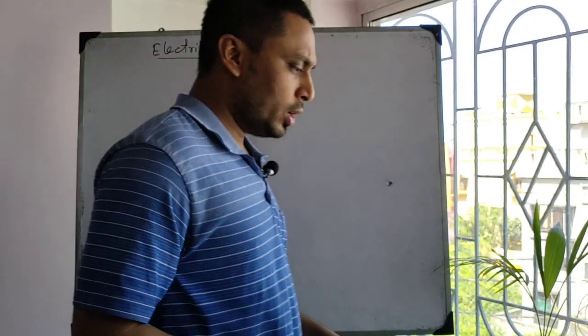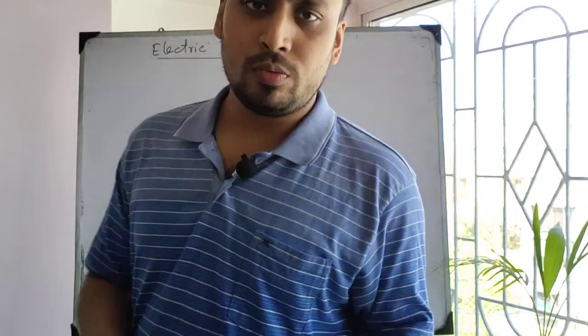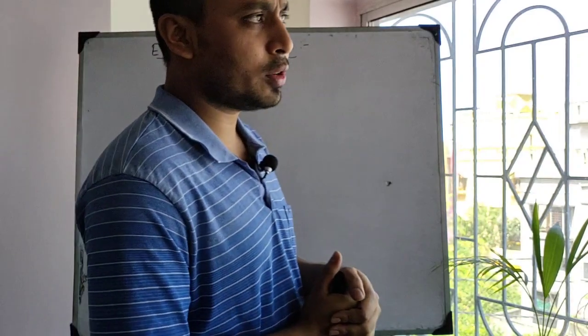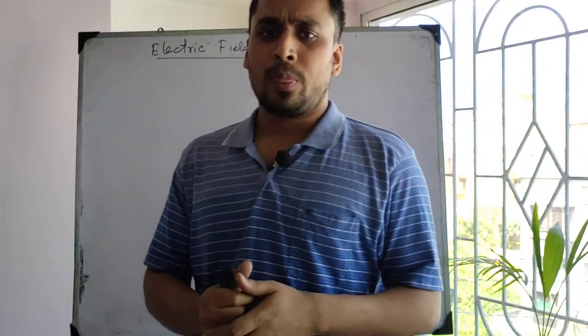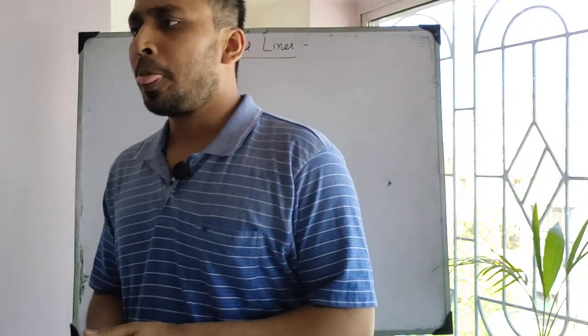So in the previous session we have learned about the electric field. In this session we shall discuss the electric field lines. Electric field was a vector quantity. Here we shall try to understand it by some pictures.